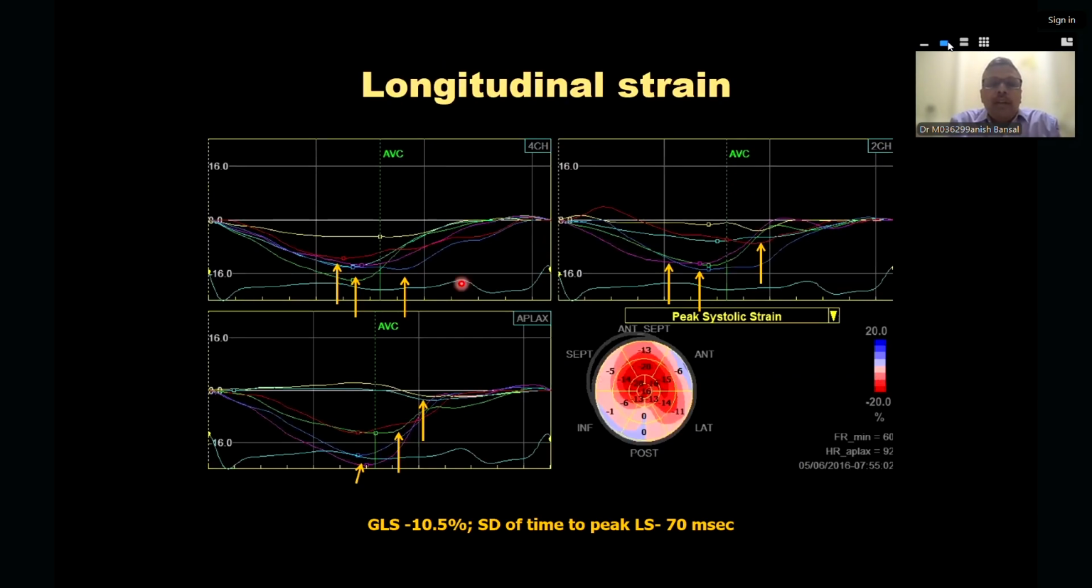But if you look at his strain map, we find that he's got significant mechanical heterogeneity, as all the different segments are peaking at different times, and the standard deviation of all the time to peak was 70, which was significant. So even though we don't have any randomized data to support ICD use in this patient, we need to be aware that this patient is at high risk of ventricular arrhythmia and arrhythmic death.